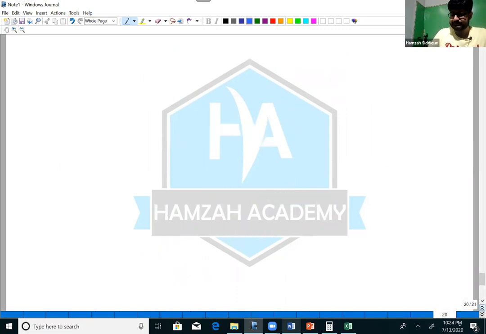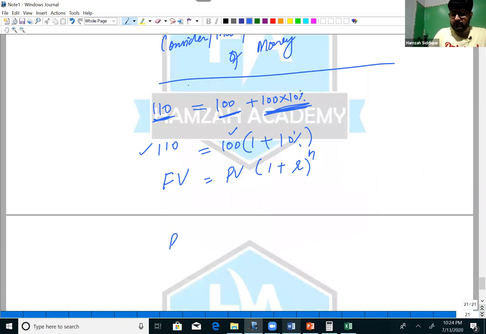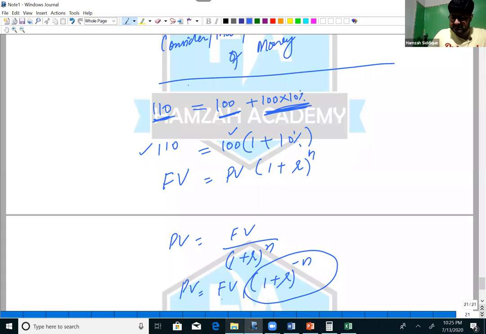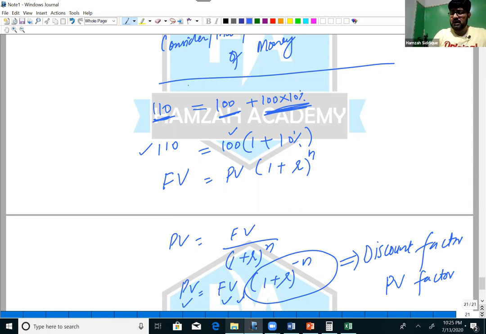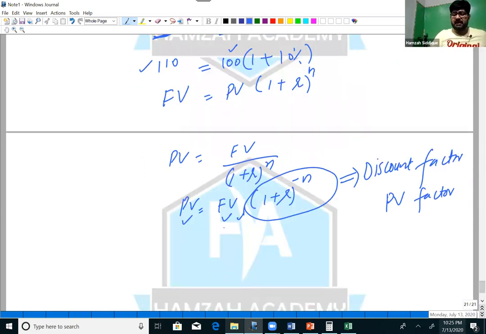Now, just see here. So present value is equal to future value over (1 plus r) raised to power n, or future value times (1 plus r) to the power minus n. This is the factor which converts any future amount to today's value. So this is called the discount factor or present value factor. If you want to know the present value of any amount, multiply it with the relevant discount factor. I hope it is clear.